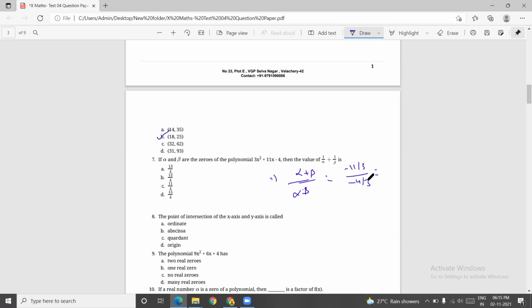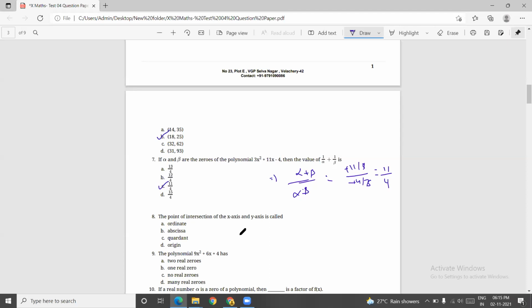So what is the answer? Minus minus cancel, divided by. So 11 by 4 is the answer. I'm getting 11 by 4 as the answer. Is 11 by 4 the right answer?